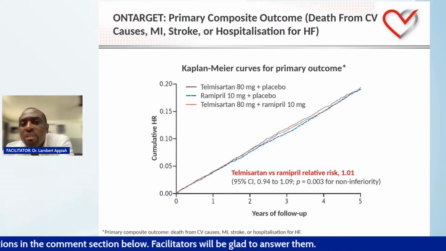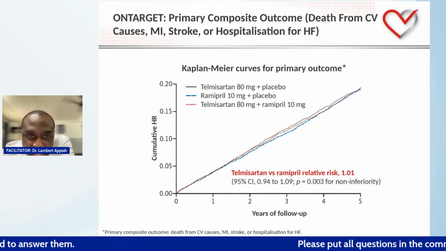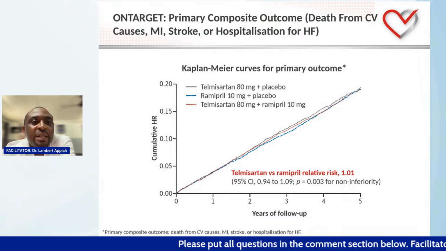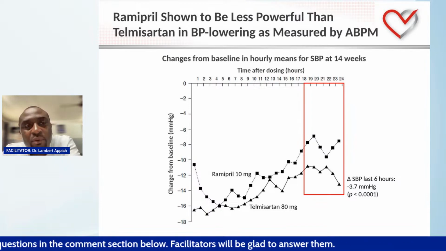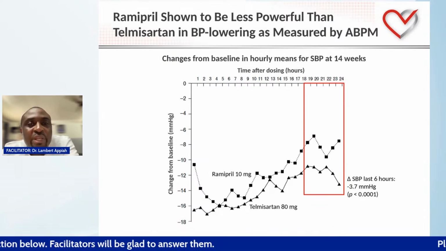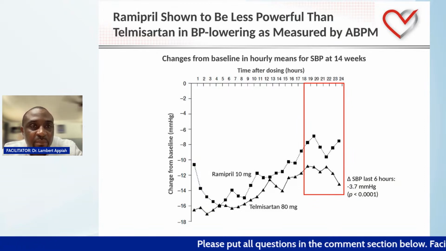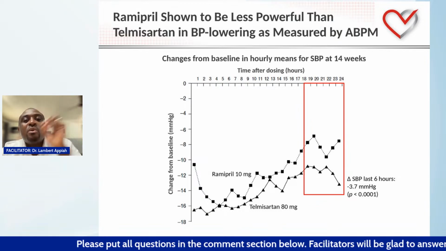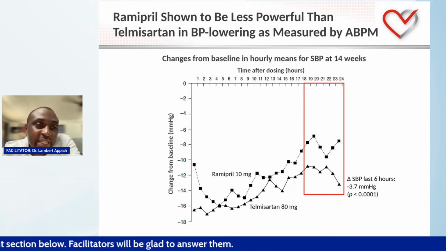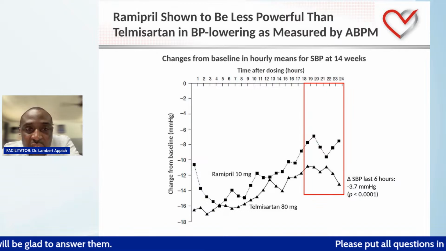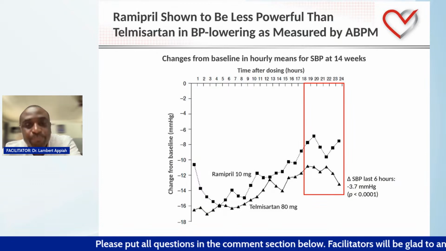there was indeed no difference. The curves did not separate between telmisartan, ramipril, and the combination. Of course, there are some differences, as you can see over here, but the primary composite outcome was similar. However, when a subgroup analysis was done looking at those patients who had ambulatory BPs done, the changes from baseline in hourly means for systolic BP at 14 weeks showed that telmisartan did a better reduction compared to ramipril, a difference of about 3.7 millimeters mercury.